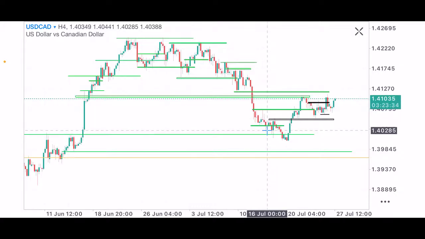We took our short profit at 1.402. That was after we saw price giving us some sign of demand entering the market at this demand level. This demand level, we saw price taking demand in. We closed our short position, and you can clearly see how price reacted after closing our short position. Price rallied back up.